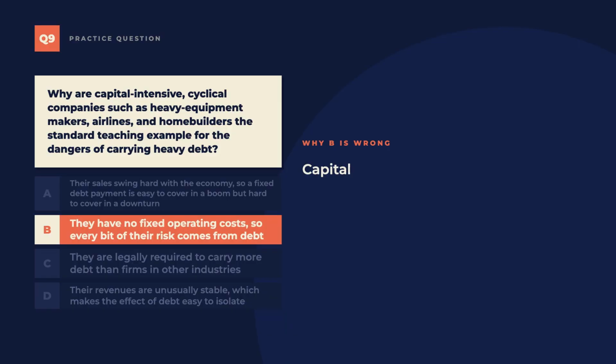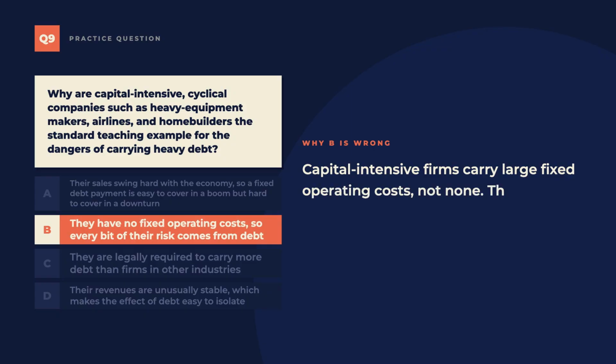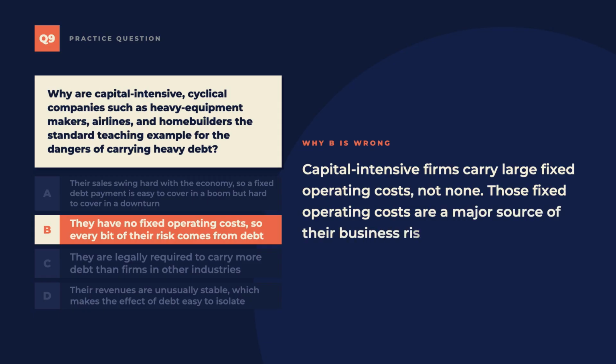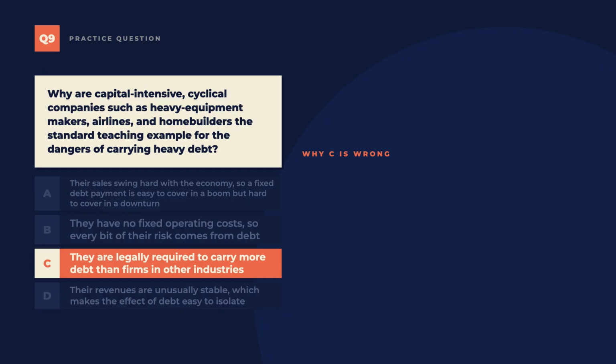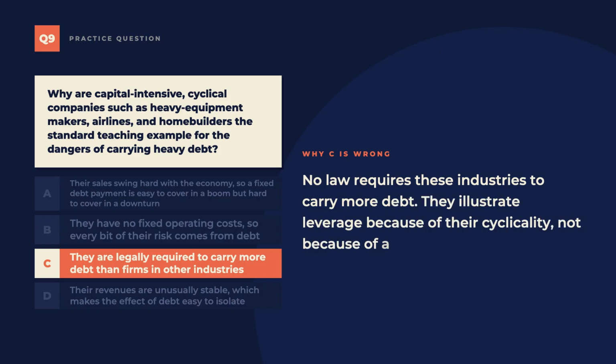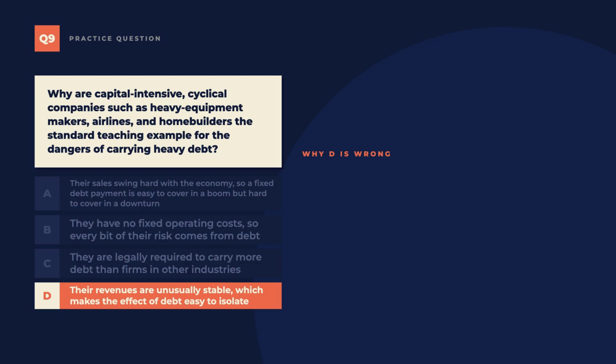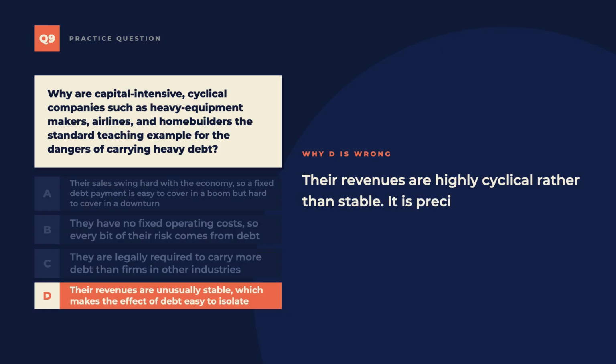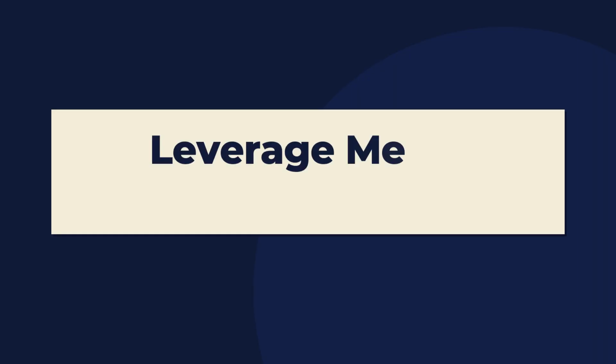B is wrong because capital-intensive firms carry large fixed operating costs, not none. Those fixed operating costs are a major source of their business risk even before any debt is added. C is wrong because no law requires these industries to carry more debt. They illustrate leverage because of their cyclicality, not because of any borrowing mandate. D is wrong because their revenues are highly cyclical rather than stable. It is precisely the instability of their sales that makes them the classic example.